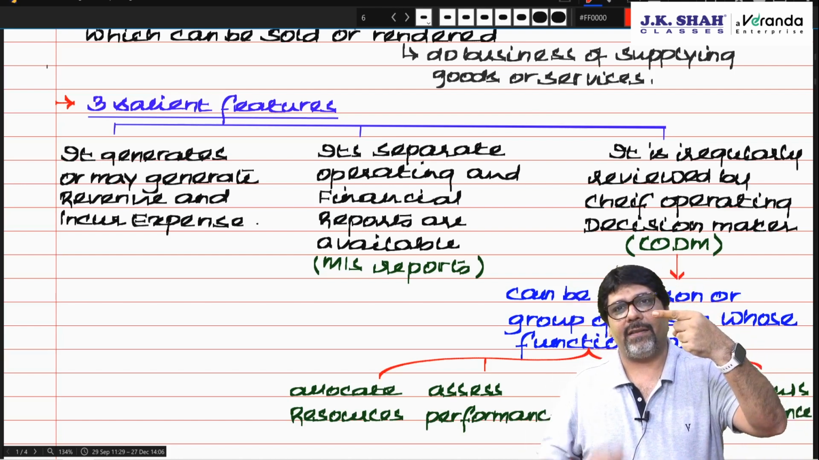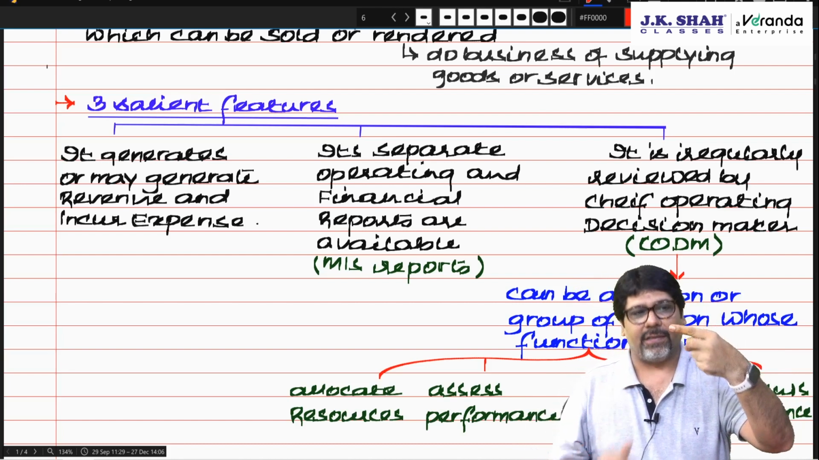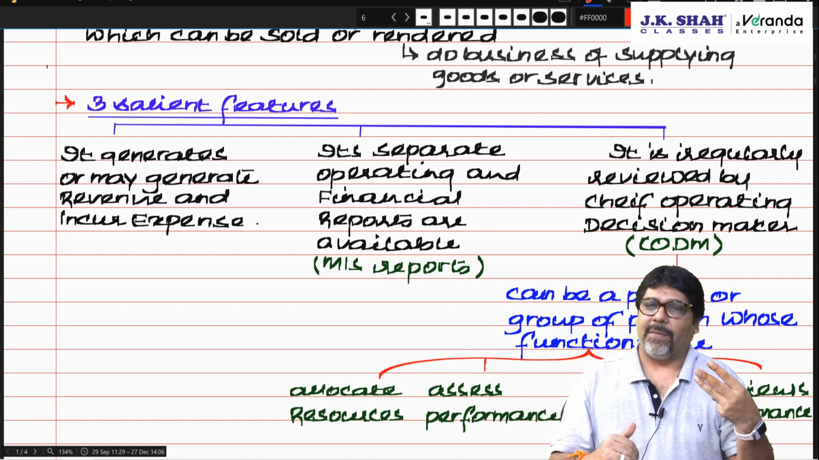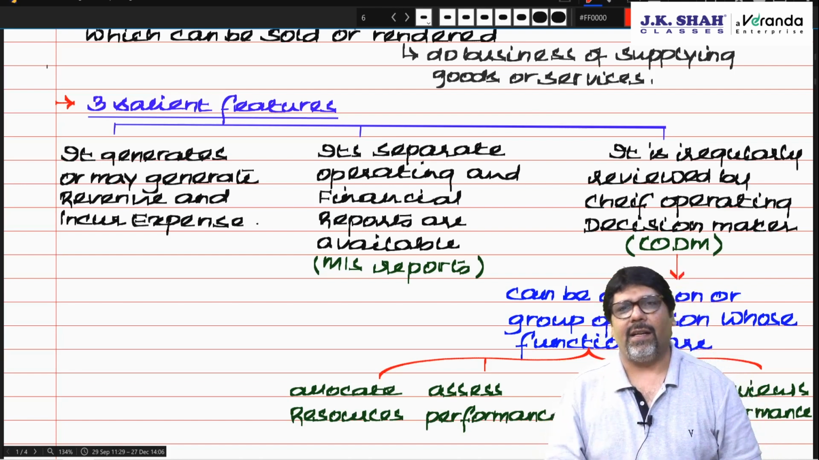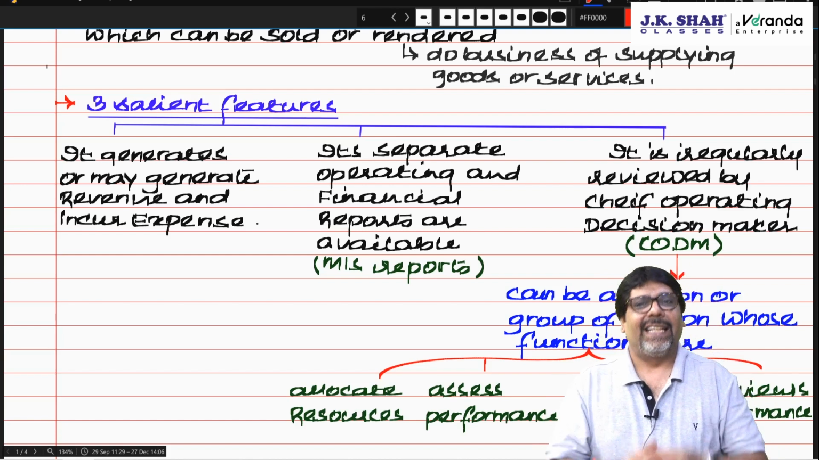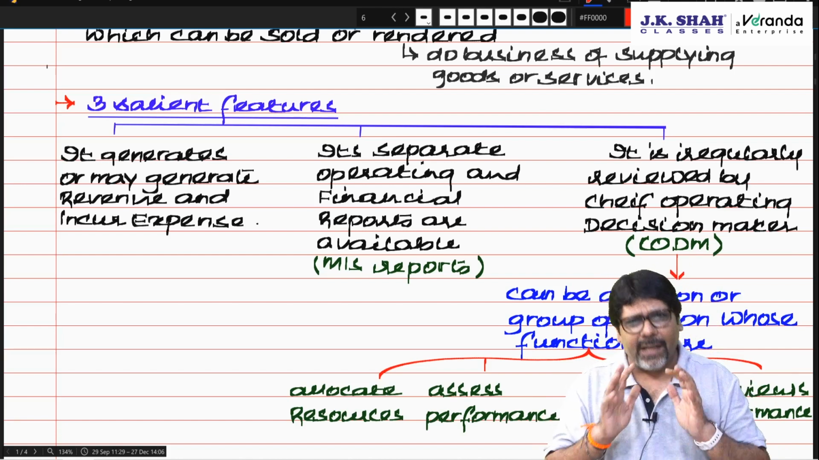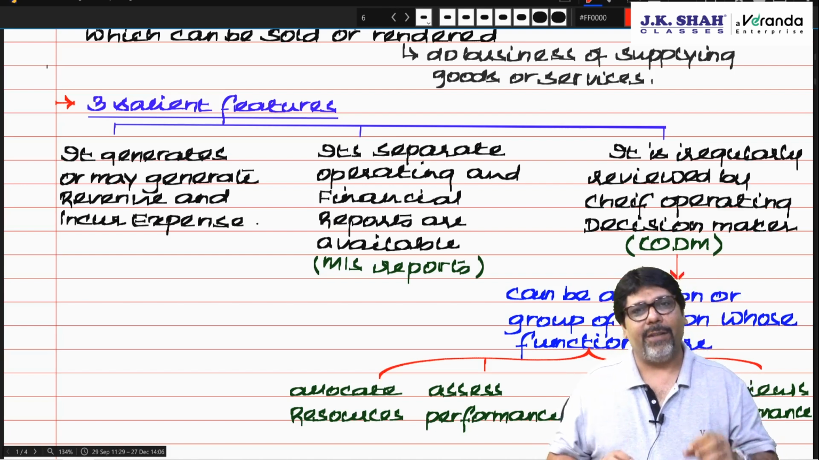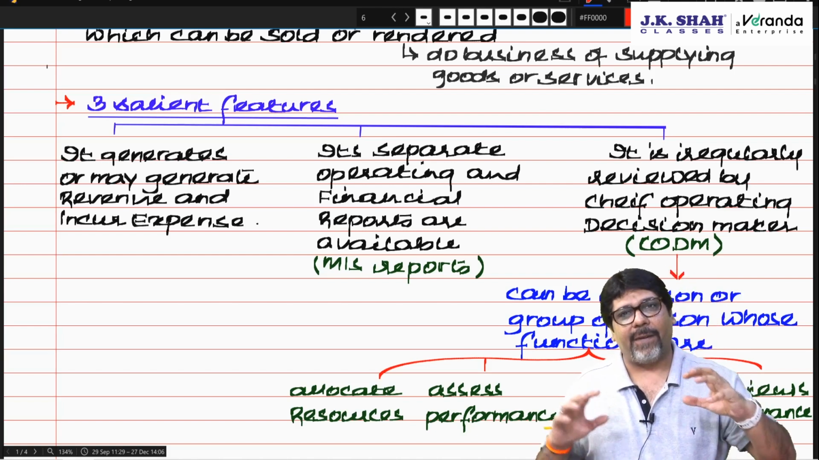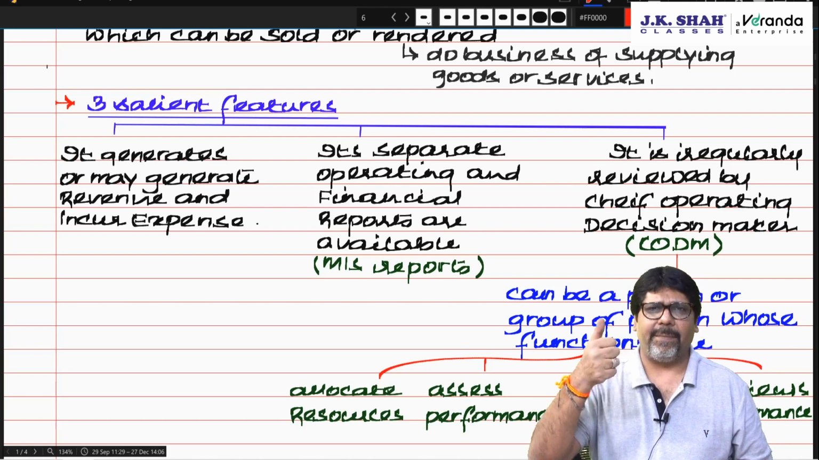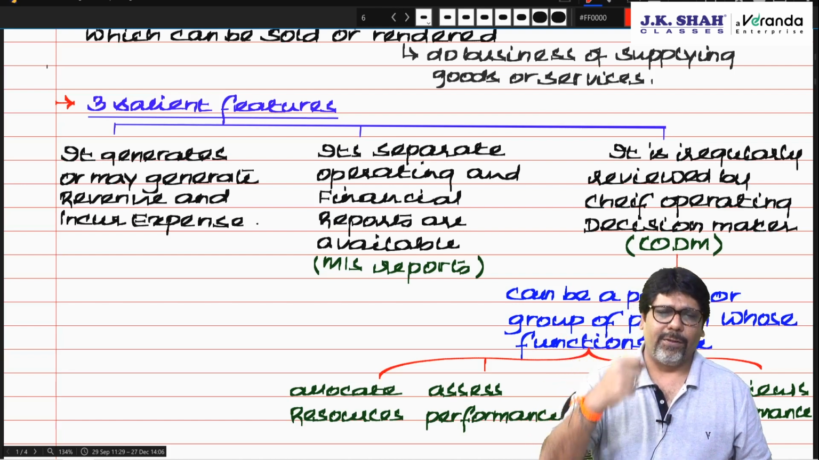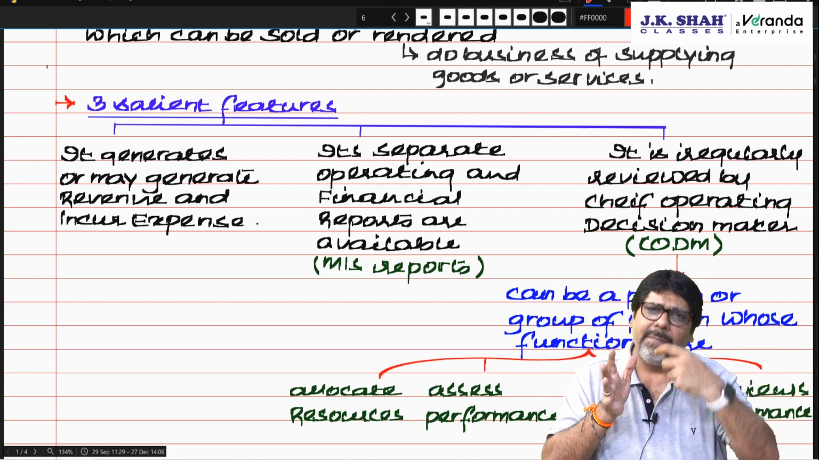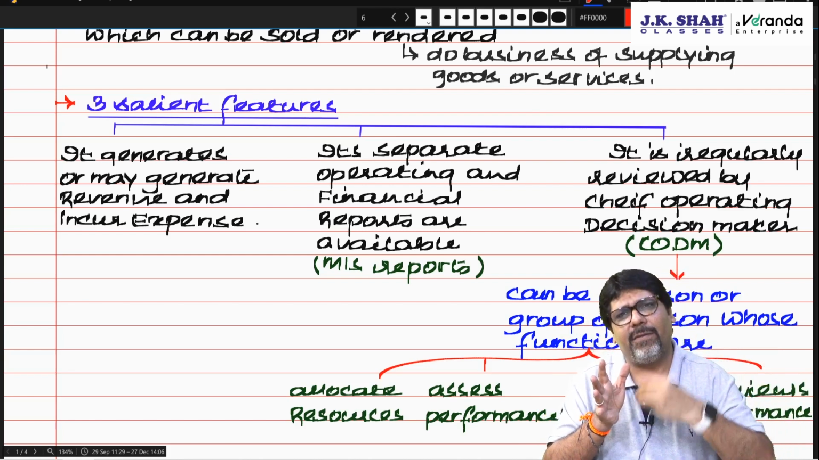Number 1, he allocates resources. He assesses performance. He takes the responsibility of the performance, and he regularly reviews the performance also. Am I clear? That means basically we are talking about a departmental head, chartered. So how can you say that a particular unit is a segment? Apart from the definition, it's a separate line of business which can be sold or ended. Sold means that unit can be sold independently, or that unit is separately doing business. Business means supplying goods and services.